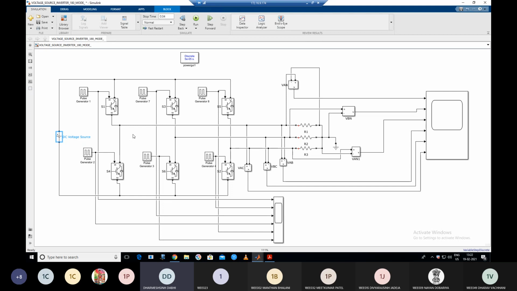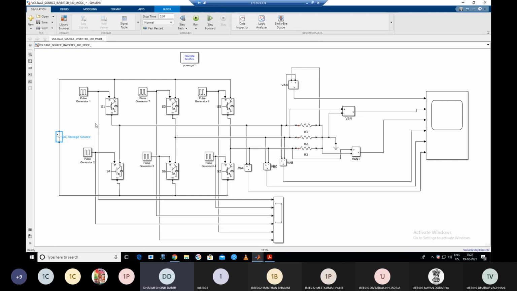Here you can see that for turning on all the 6 switches, we provide a pulse generator for each. Clear? As you know, in one cycle there are 6 steps, and in each step of 60-degree interval 3 thyristors are conducting in 180-degree mode. Clear? So in the first mode, 0 to 60 degree, which thyristors are in on condition? Can anyone give me the answer? Which thyristors are in on mode?